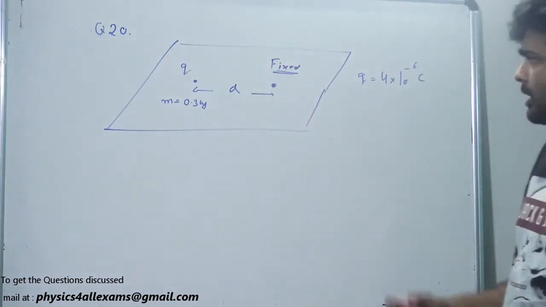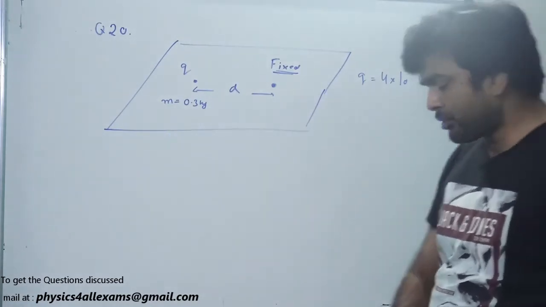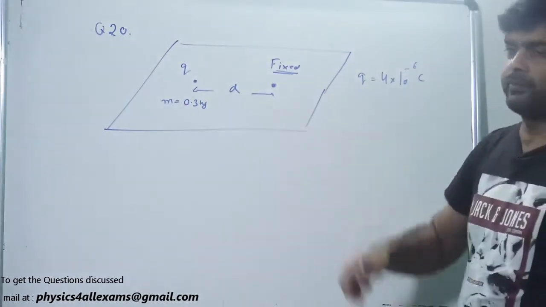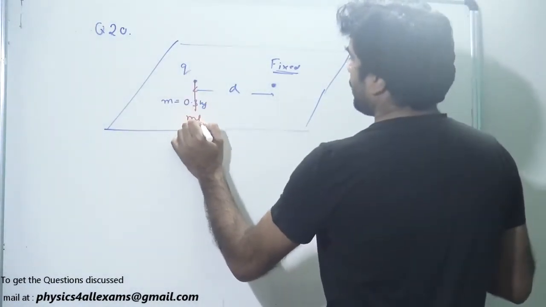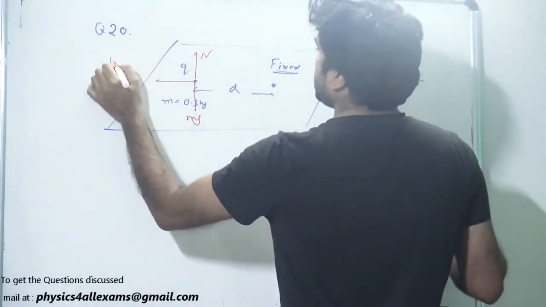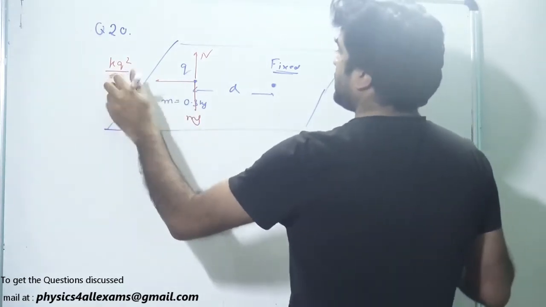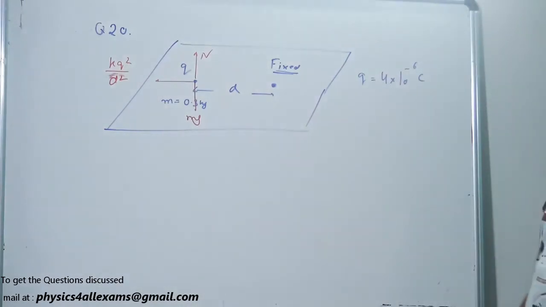So a simple problem based on mechanics, we simply have to draw the free body diagram of the charge which can move. The forces acting on it will be mg vertically downward, normal vertically upward, and kq² by r² at d², which is the repulsive force.